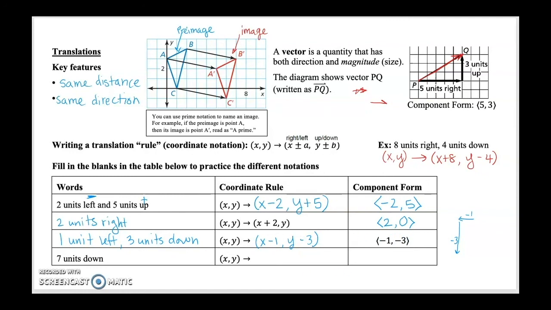And then last one here, we're moving 7 units down. So the horizontal direction isn't changing at all, so x just goes to x. And then if you're going down, that would be negative y direction. So x, y minus 7. And then the component form, your horizontal is not changing, so that would be 0. And then your vertical is going down 7. So your component form would be 0, -7.